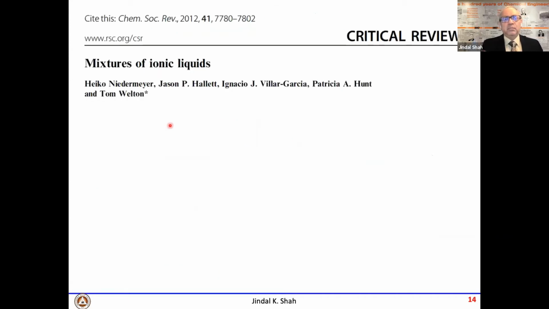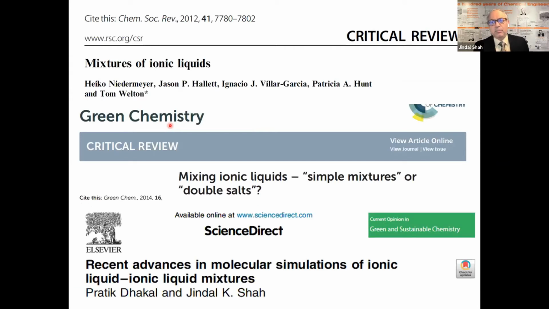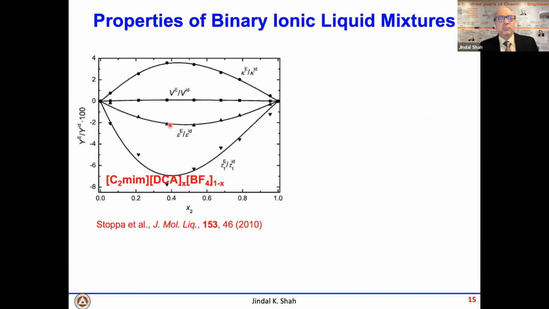Why mixtures of ionic liquids? There has been some work in the last few years about mixtures of ionic liquids. We can change the cation and anion, but groups have been looking at ionic liquids as mixtures, and there is an ongoing debate whether ionic liquid mixtures are simple mixtures or double salts. By simple mixtures, what we mean is that they are just mixtures of two ionic liquids, or in a double salt, you lose the identity of the original ionic liquids. And I'll have something to say about that later in the presentation.